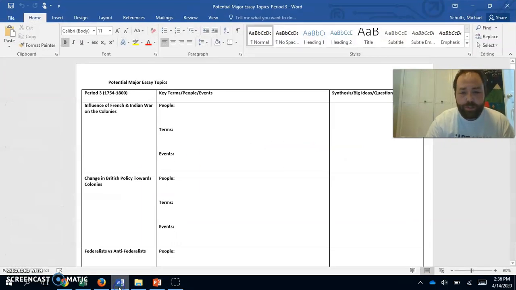But then the other thing I recommend you have is this handout. As you can see, I've broken it down into different topics: people, terms, events, synthesis of big questions and ideas. So my suggestion is that you probably want to print it, either type on it or handwrite it, print it out, and have it so when you take the AP exam, you've got this directly in front of you.